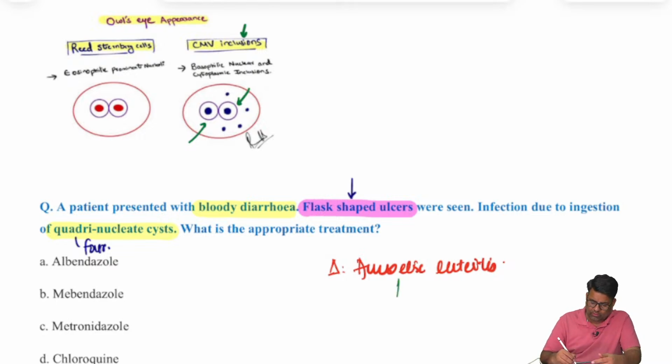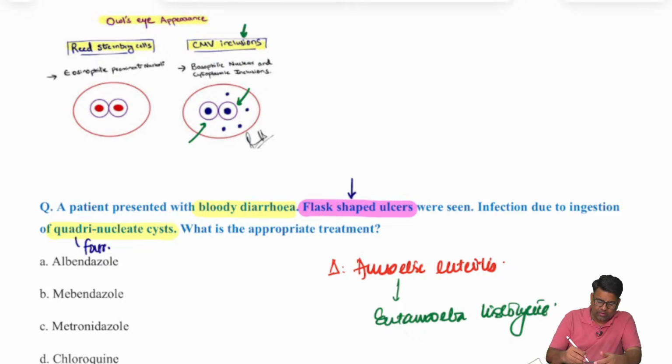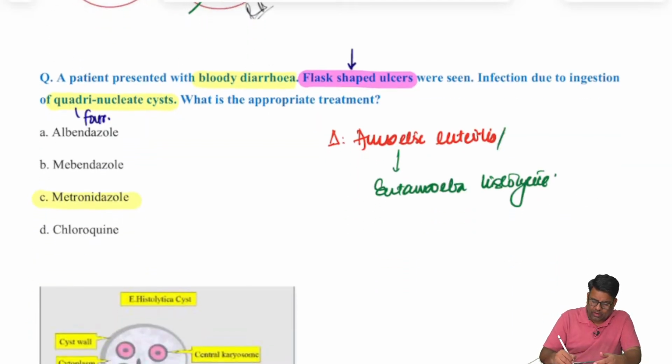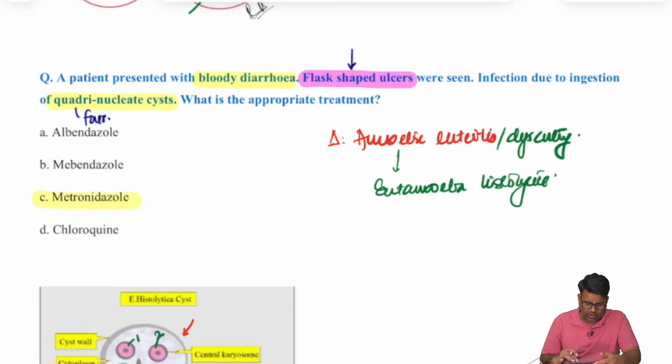This is because of Entamoeba histolytica, and the condition is amoebic enteritis, or you can say amoebic dysentery. Here in the image, you can see a classical cyst. It has 4 nuclei: 1, 2, 3, 4. So it is a quadrinucleate cyst.